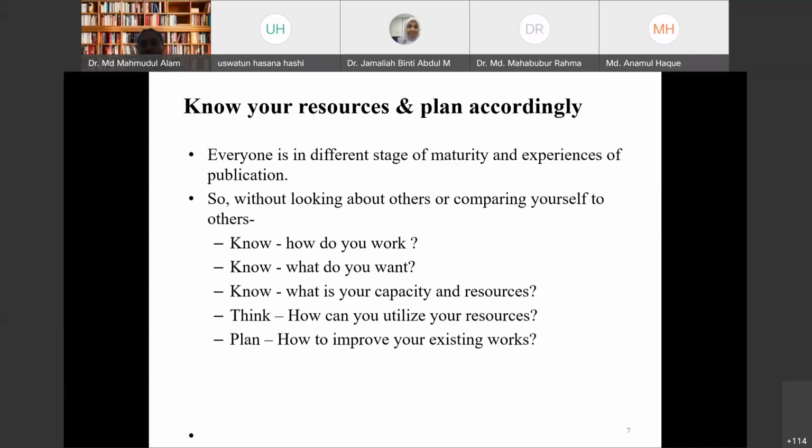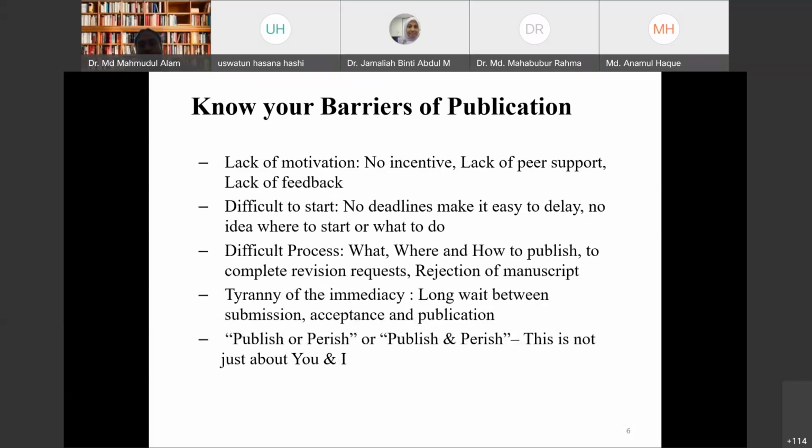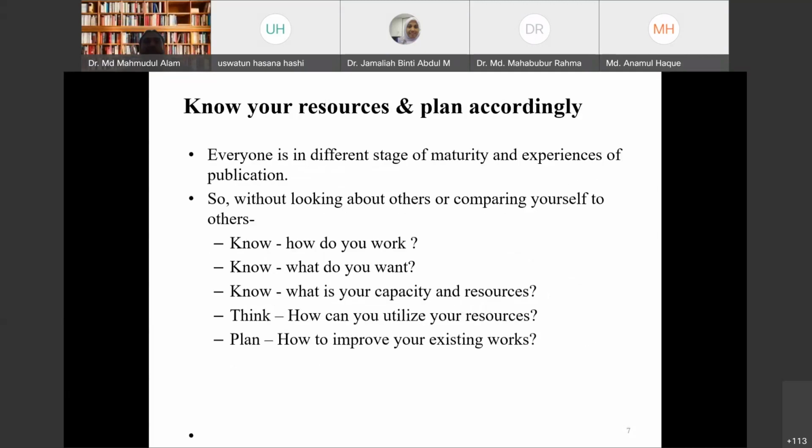After you get the idea of what the problem is and what the barrier is, and how you overcome the barrier, then you design based on the resources you have, because we are at different stages of maturity and different stages of experience in publication. Somebody has published 50 articles, somebody has 20, somebody has one, somebody has only conference papers or book chapters. So they are different levels of experience and expertise, and our resources are also not that much.